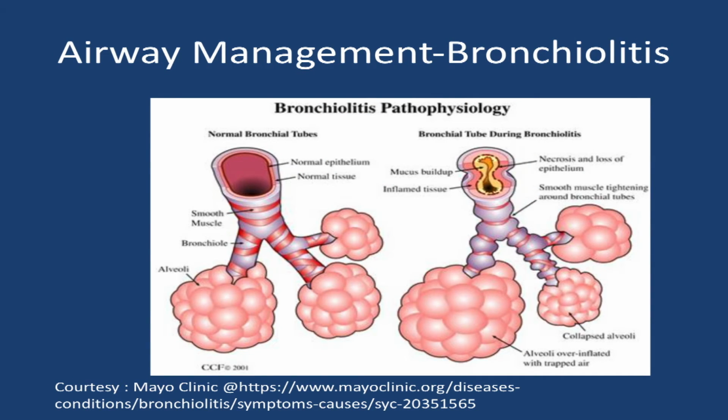Airway management of a patient who has bronchiolitis. Bronchiolitis is a very common early affection of the bronchial tree. The image on the left shows smooth muscle, the bronchial tube, the alveoli, and the normal diameter of the airway. On the right-hand side, we have a bronchial tube during bronchiolitis. Bronchiolitis is caused by irritation and infection, and it results in inflammation narrowing the tube and making it much more difficult for air to be exchanged.